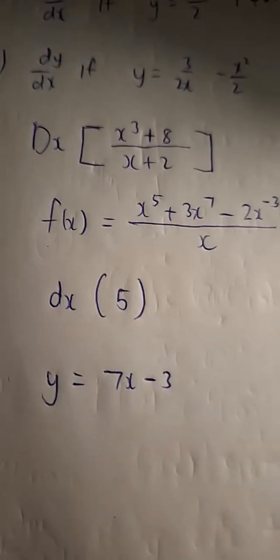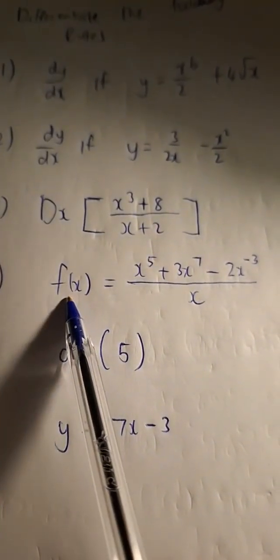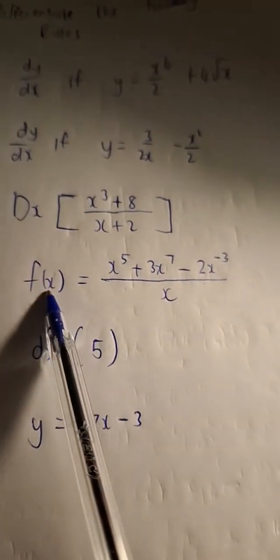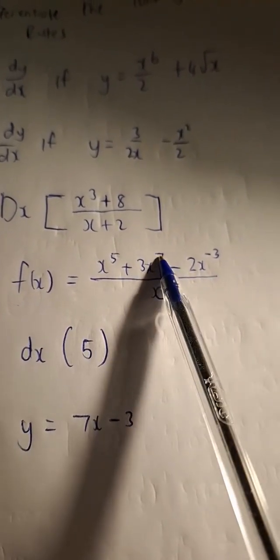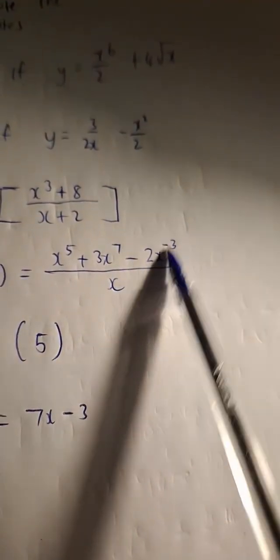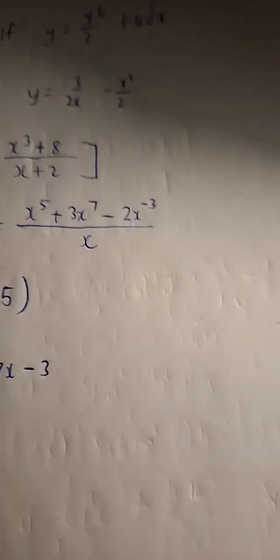Okay. Right. So we are still just finishing off these problems because, like I said, I just wanted to make sure. So if we look at the next problem, guys, the next differentiation problem. It says differentiate the following using the differentiation rule. We have f(x) is equal to x to the power 5 plus 3x to the power 7 minus 2x to the power negative 3 over x. So let's go ahead and do that.